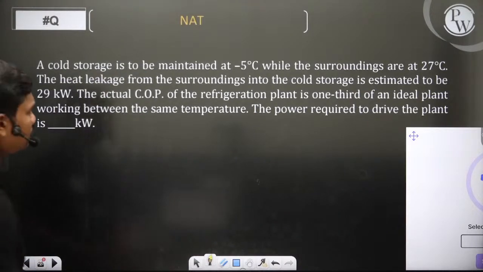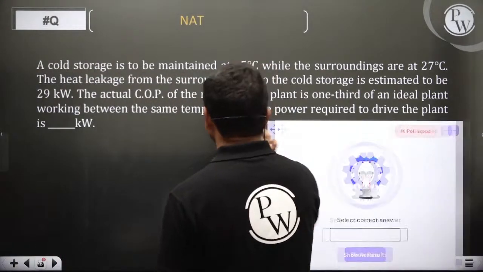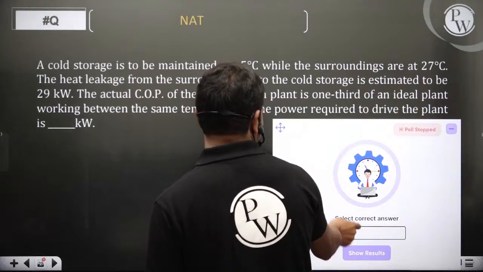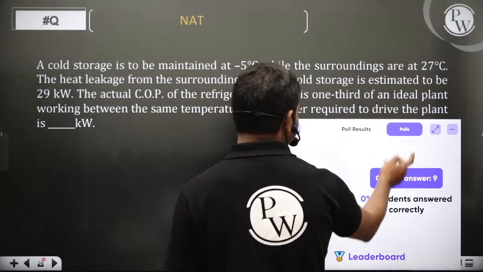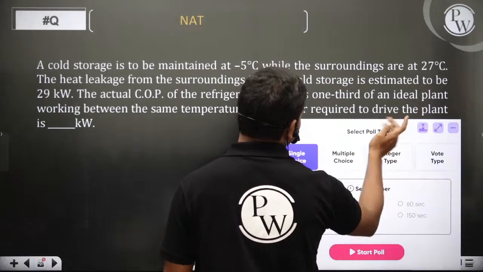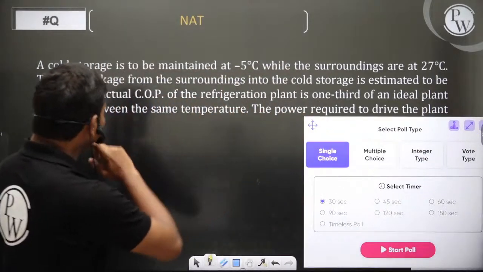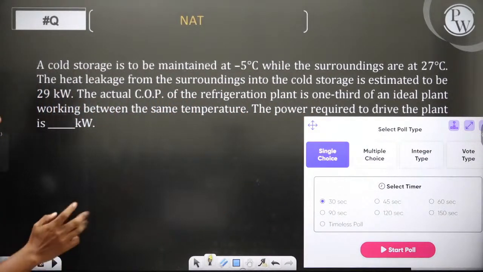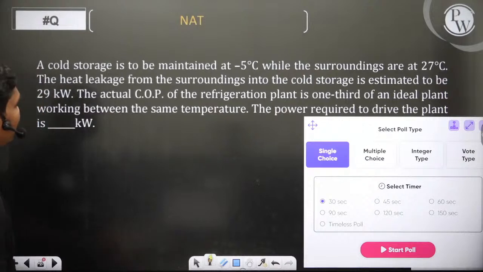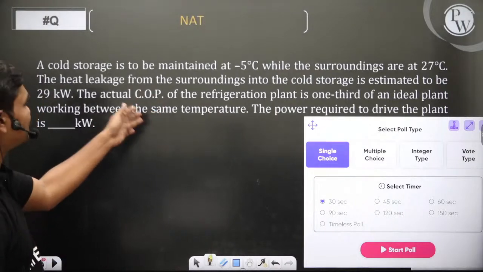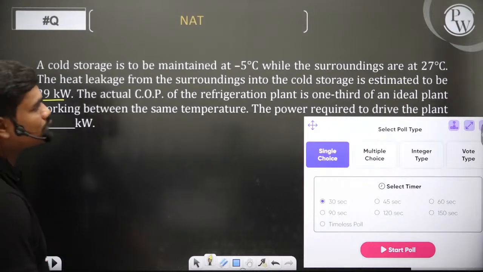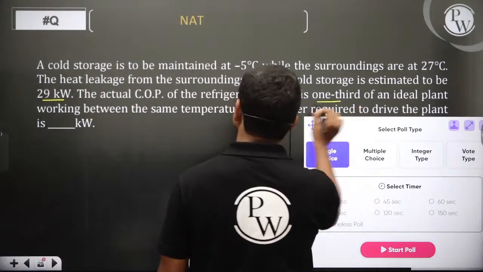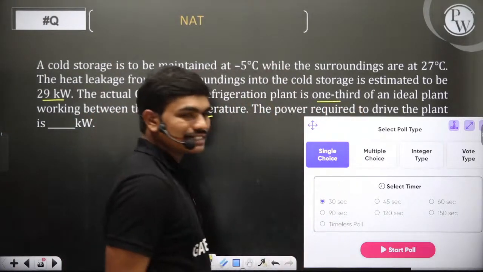Come on, solve this question. The power required to drive the plant is dash kilowatt. Many of you have entered roughly 9, or 8 you might have entered, right? It's okay. A cold storage is to be maintained at minus 5 degrees Celsius while the surroundings are at 27. Heat leakage from the surroundings into the cold storage is estimated to be 29 kilowatts. The actual COP of the refrigeration plant is 1/3 of the ideal plant working between the same temperatures. The power required to drive the plant is dash.